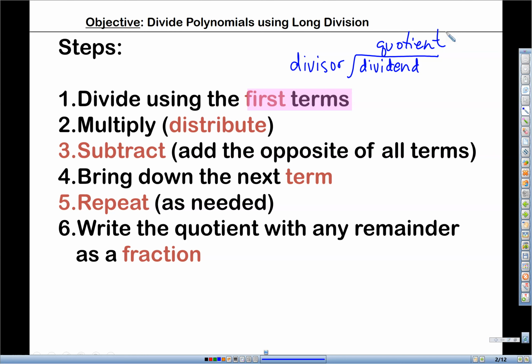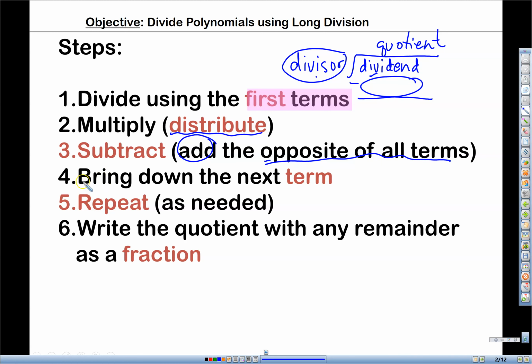Once we use those first terms in the divisor and the dividend and divide those, then we do our multiplication step. Because our divisor is almost always a binomial or larger, we have to distribute when we multiply. That's why it says to distribute. Then the next step in our long division process is to subtract. When we're working with polynomials, remember, we have to be careful with our subtraction, because subtraction of multiple terms means we have to add the opposite of all terms. So that's what we'll do first. We'll make all of the terms here opposite signs, and then we'll add the like terms together.